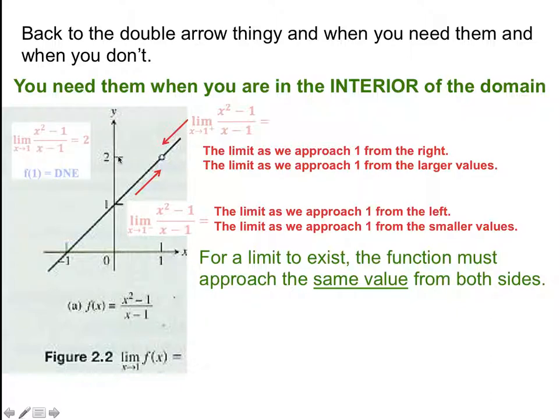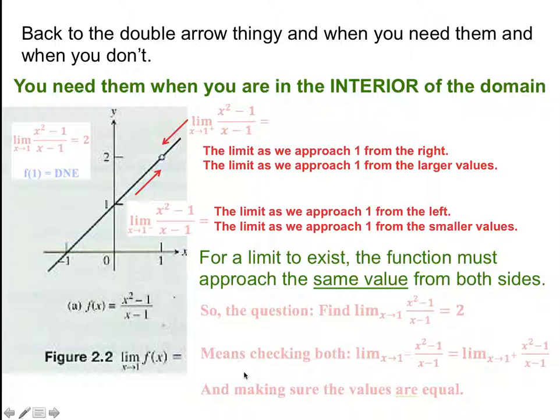So since they both trend towards the same value, 2, then we say that the limit overall, notice there's no plus or minus there, the limit overall as we approach 1 is the value 2. Notice that we don't have any other defined values at x equals 1, so the function value doesn't exist at all. And that means checking both the limit as we approach 1 from the left, the smaller values, and as we approach 1 from the right, the larger values. And we have to make sure that those values are equal.